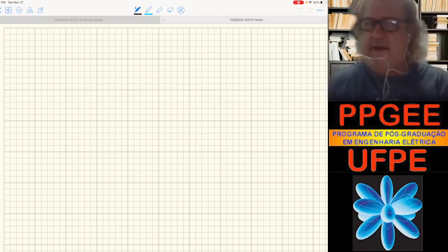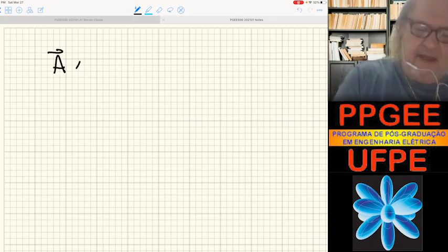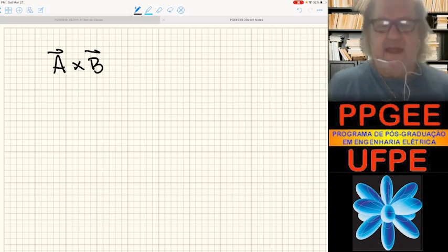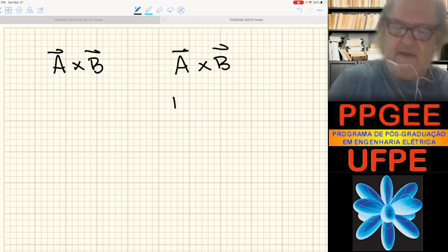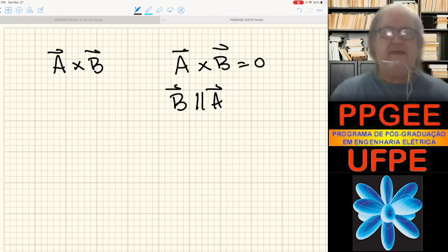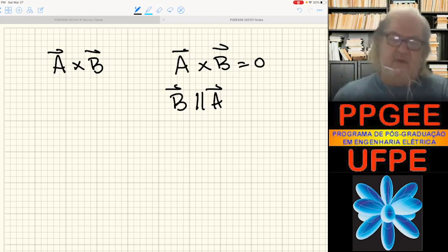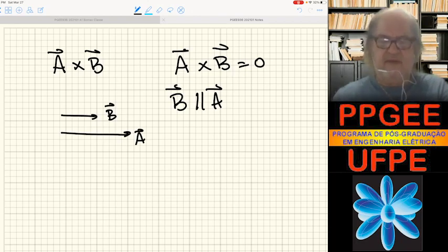There are some different properties in the cross product. A cross B, specifically, for instance, if the vectors are parallel to each other, so if B is parallel to A, this is immediately equal to zero, right? Because sine of the angle is the parameter that appears in the cross product. So if you have collinear vectors, they have a zero cross product. You have to have an angle between vectors to have a non-zero vector product.